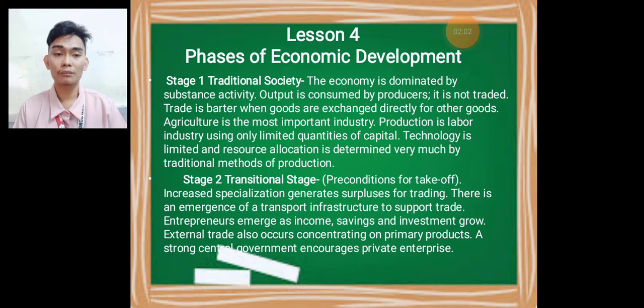External trade also occurs, concentrating on primary products. A strong concentration of the government encourages private enterprise. In this kind of economic development, some businesses begin to establish or operate simply because our economy develops and our stage of life transformed into a more developed, more aggressive one. That's why it is called the transitional stage, because it transformed from a traditional society into a transitional society where transportation is involved in the conduct of business operations.